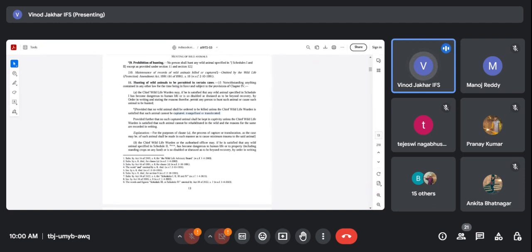And even when it is captured, again, provided further that no such captured animal shall be kept in captivity unless the Chief Wildlife Warden is satisfied that such animal cannot be rehabilitated in the wild. And the reasons for the same shall be recorded in writing. So you have to capture it, you have to tranquilize it, and then you have to release it in the wild. This is the first course of action and the most normal course of action.